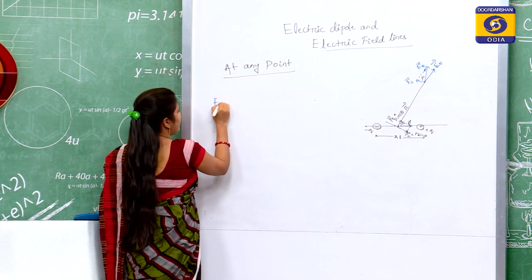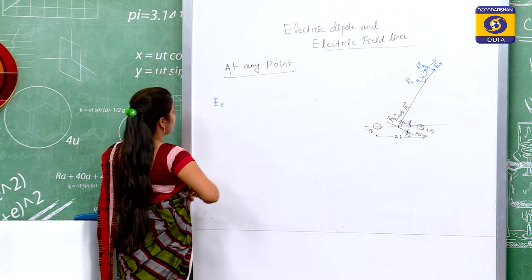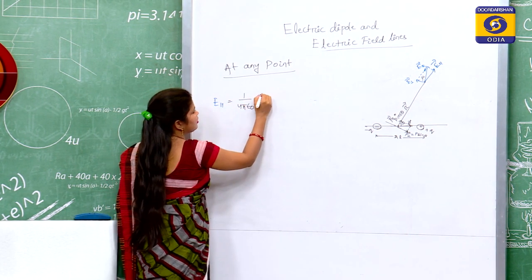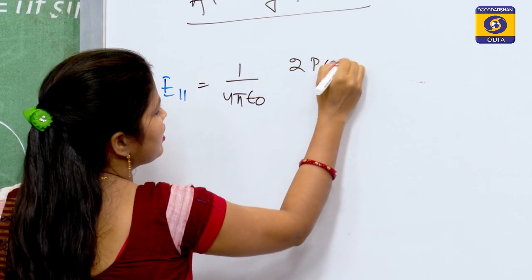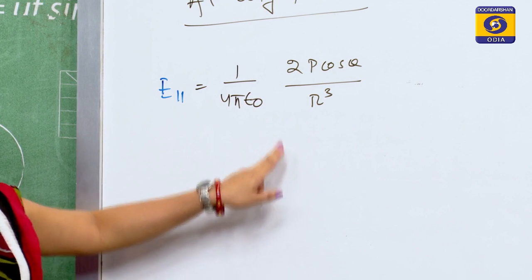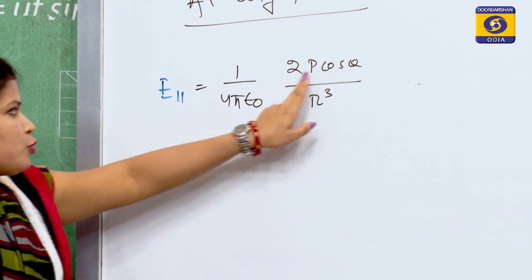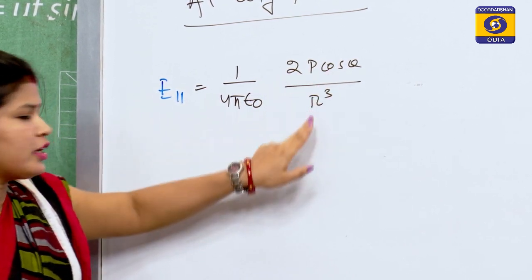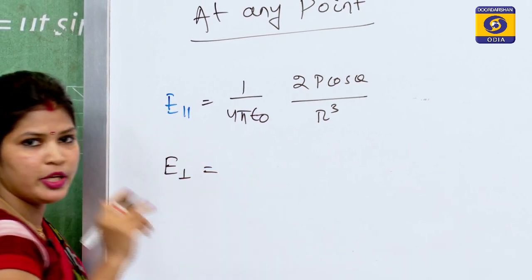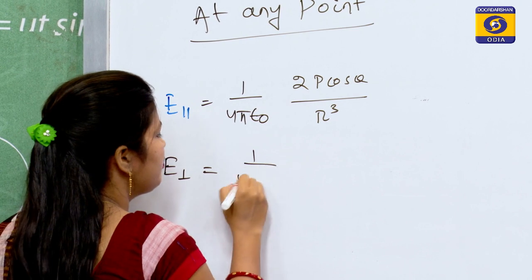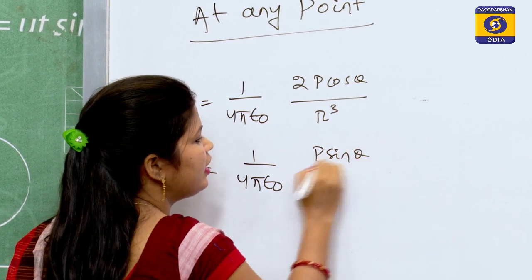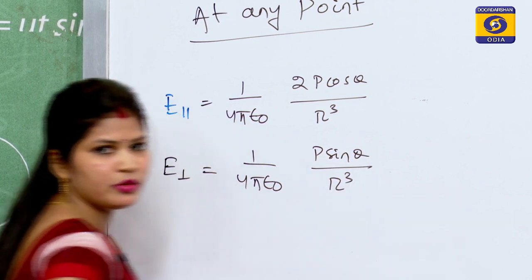So, E parallel is equal to 1 upon 4 pi epsilon naught into 2 p cos theta upon r cube, as we know from the axial line, that is 2 k p by r cube. So, 2 k p cos theta upon r cube. And E perpendicular, from the equatorial line, is k p upon r cube, so 1 upon 4 pi epsilon naught into p sin theta upon r cube.